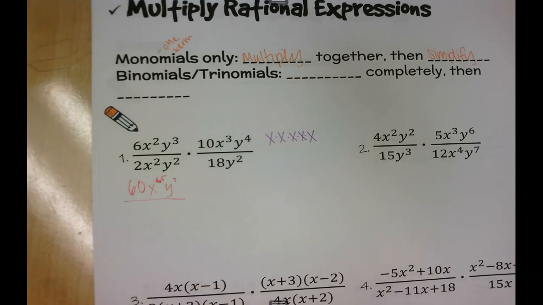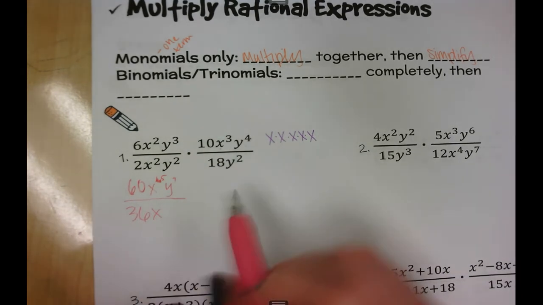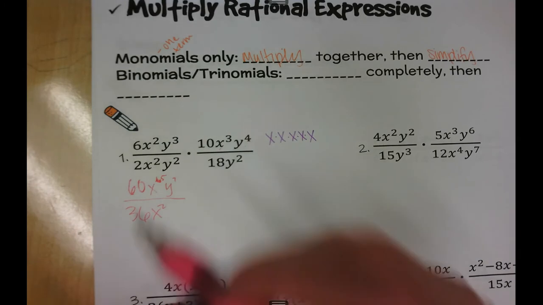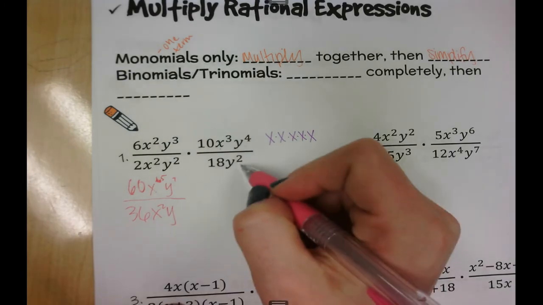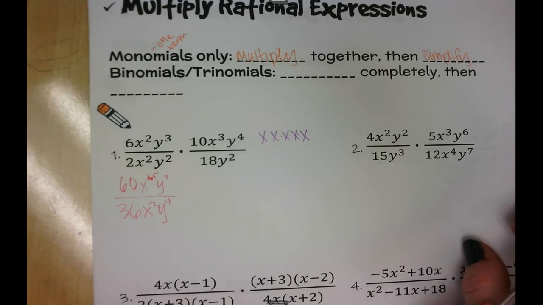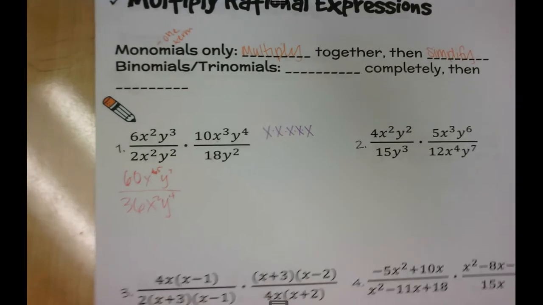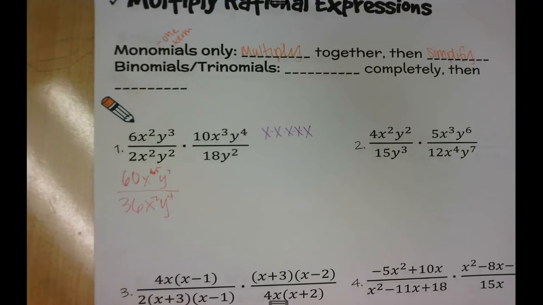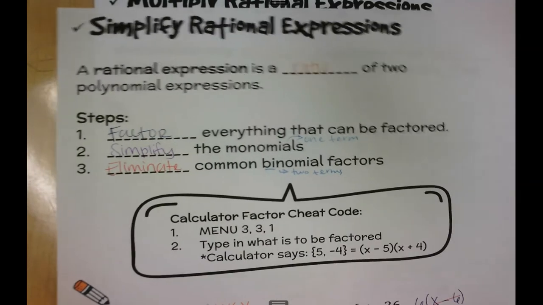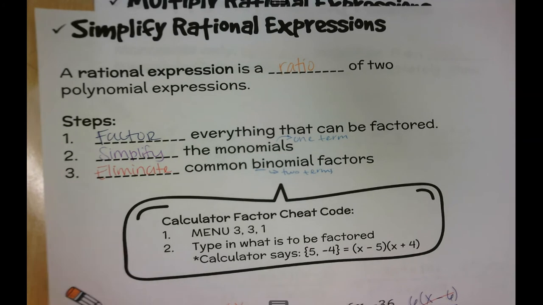All right, same thing on the bottom. We've got 2 times 18, 36. X squared, because we're not multiplying it by any x's over here. Y squared times y squared is y to the 4th. Now we can simplify, just like we did before. We're going to follow these same steps. If we need to factor, then we're going to factor. Since we're working with monomials right now, we're just going to simplify.